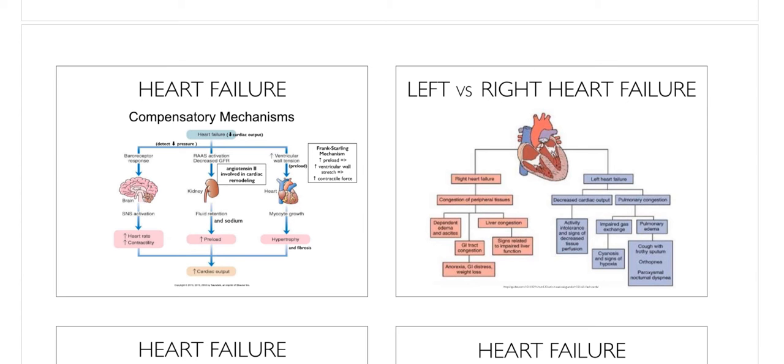We can see congestion in the GI tract, which can lead to anorexia because with all that extra weight and swelling and pressure in the abdomen, people are not going to feel the urge to eat, or the same hunger sensation, because the stomach's going to end up becoming compressed. That may lead then to weight loss, and that extra fluid may also cause GI distress.